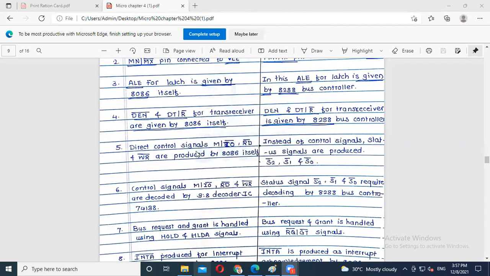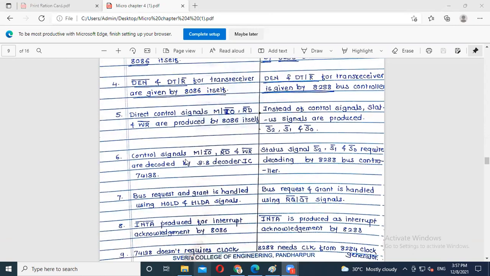So here in the direct control signals, that is memory, input and output, read and write, all are produced by the 8086. But here these all are produced by S0, S1 and S2 signals. So that is generated in the maximum mode configuration. And the control signals of memory, input, output and read, write are decoded by the 3 to 8 decoder IC chips, but here we are going to be controlled by S0, S1 and S2, requiring decoding by the 8288 bus controller.